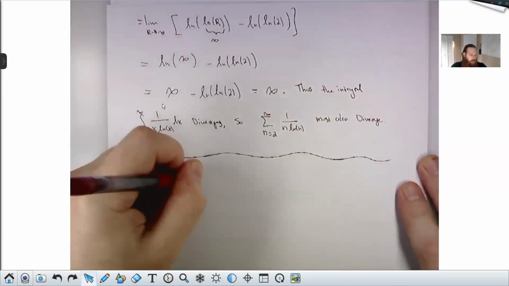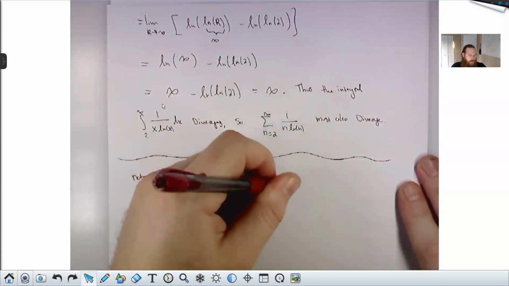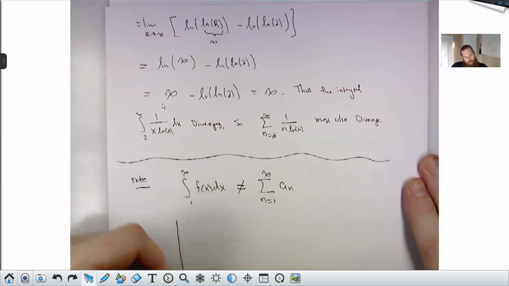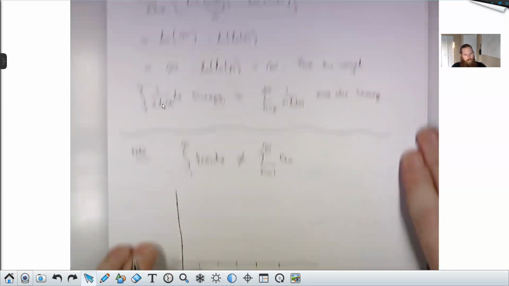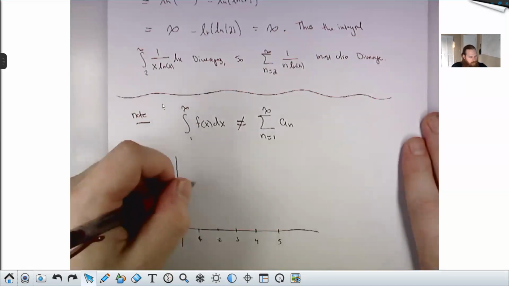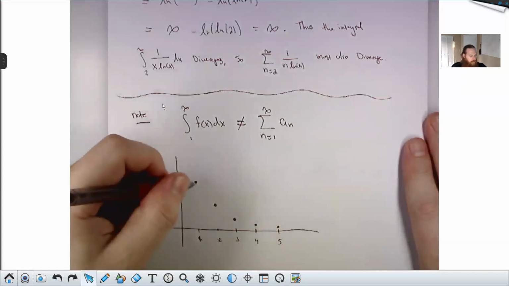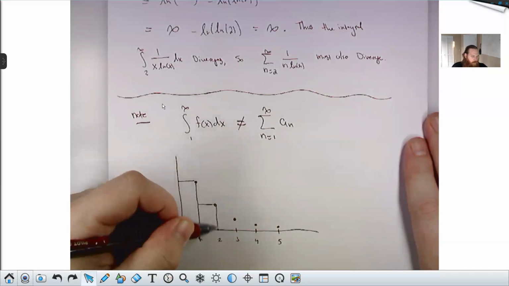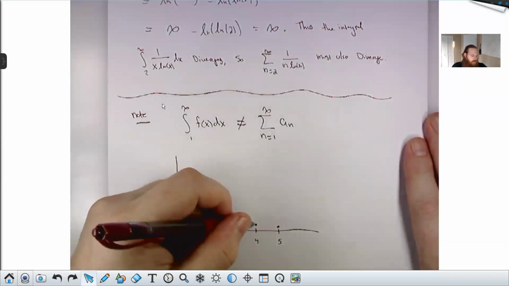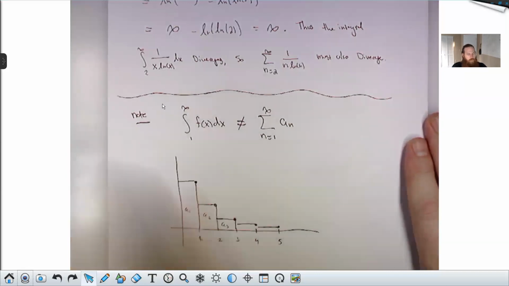The integral from 1 or wherever to infinity of f of x dx is not the same as the sum from 1 or wherever of a_n, but the two are closely related. So here, let me graph the sequence a_n. Maybe up here, this is a1. Maybe here, this is a2. Here, this is a3, a4, a5. Then if I draw some rectangles in, each one of these rectangles has width 1. So the area of the first rectangle is a1. The area of the second rectangle is a2. Area of the third rectangle is a3, and so on.